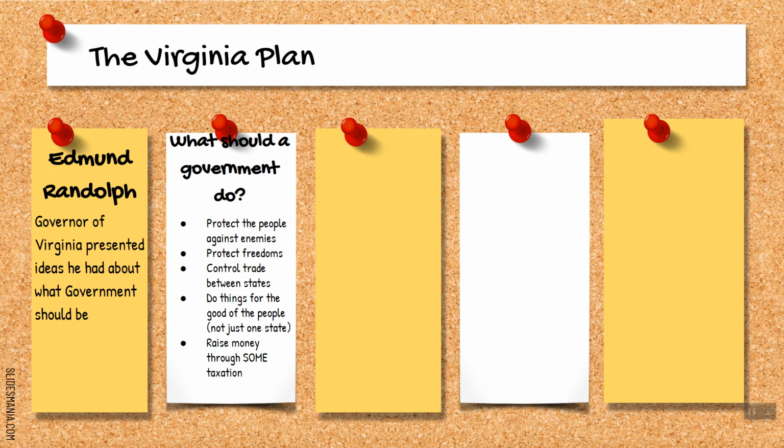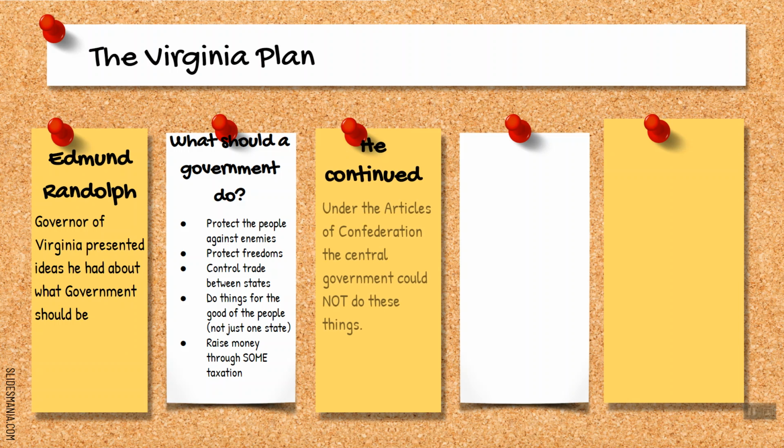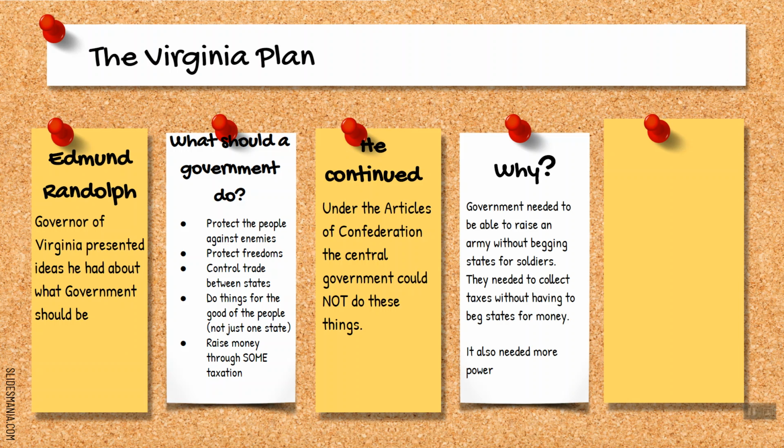But again, the Articles of Confederation really limited the power for the Congress to actually say, I need money. The states were responsible for that, and Virginia didn't necessarily want to pay for schools in New York kind of thing. So it was very difficult for the Congress to raise any money. So he continued that under the Articles of Confederation, the government really couldn't do any of these things. But why? The government needed to be able to raise an army without begging the states for soldiers, and they needed to collect taxes without having to beg states for money. They shouldn't have to wait on the decisions of the states to do these things.